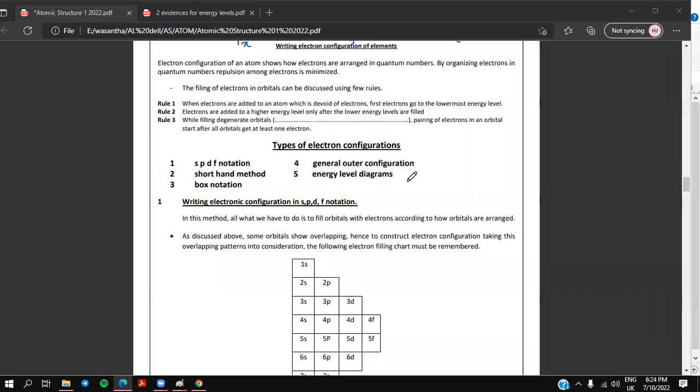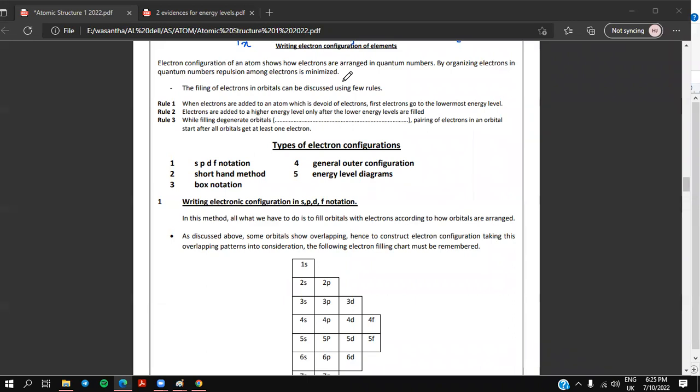In this part of this lesson, under atomic structure, we will discuss in detail how electronic configuration is written for different elements. Electron configuration of an atom shows how electrons are arranged in quantum numbers. Quantum numbers means energy levels. By organizing electrons in quantum numbers, repulsion among electrons is minimized.